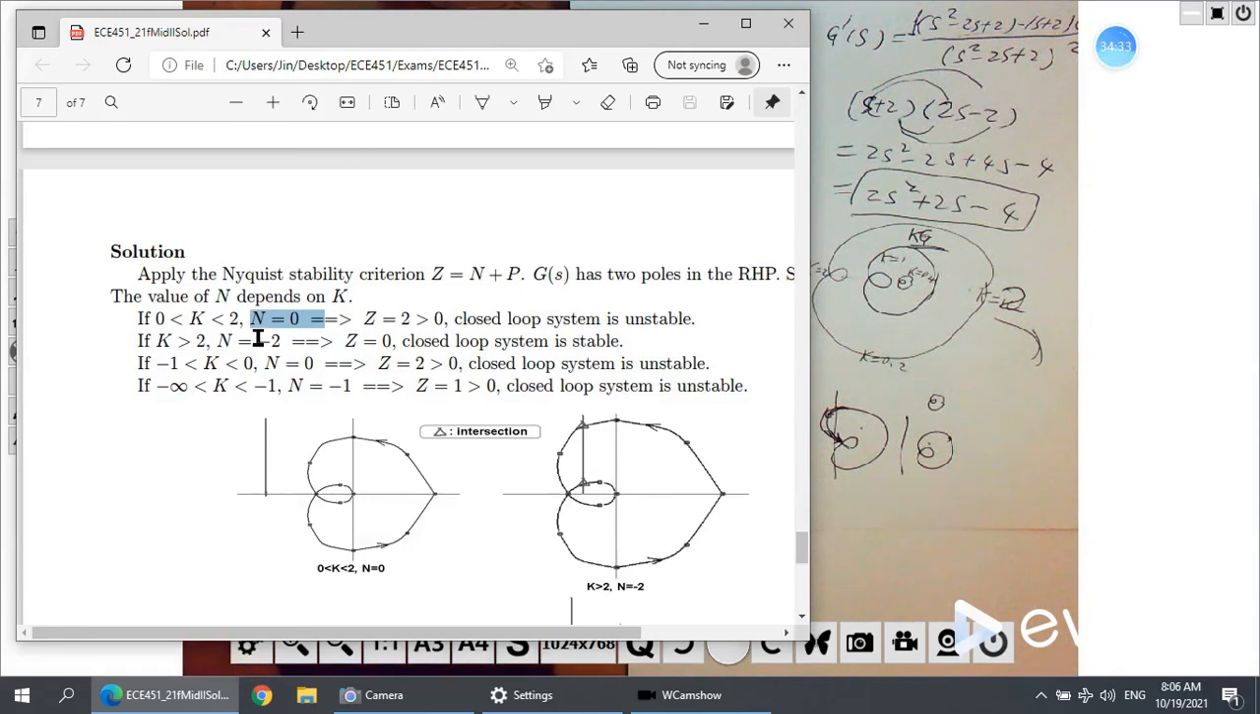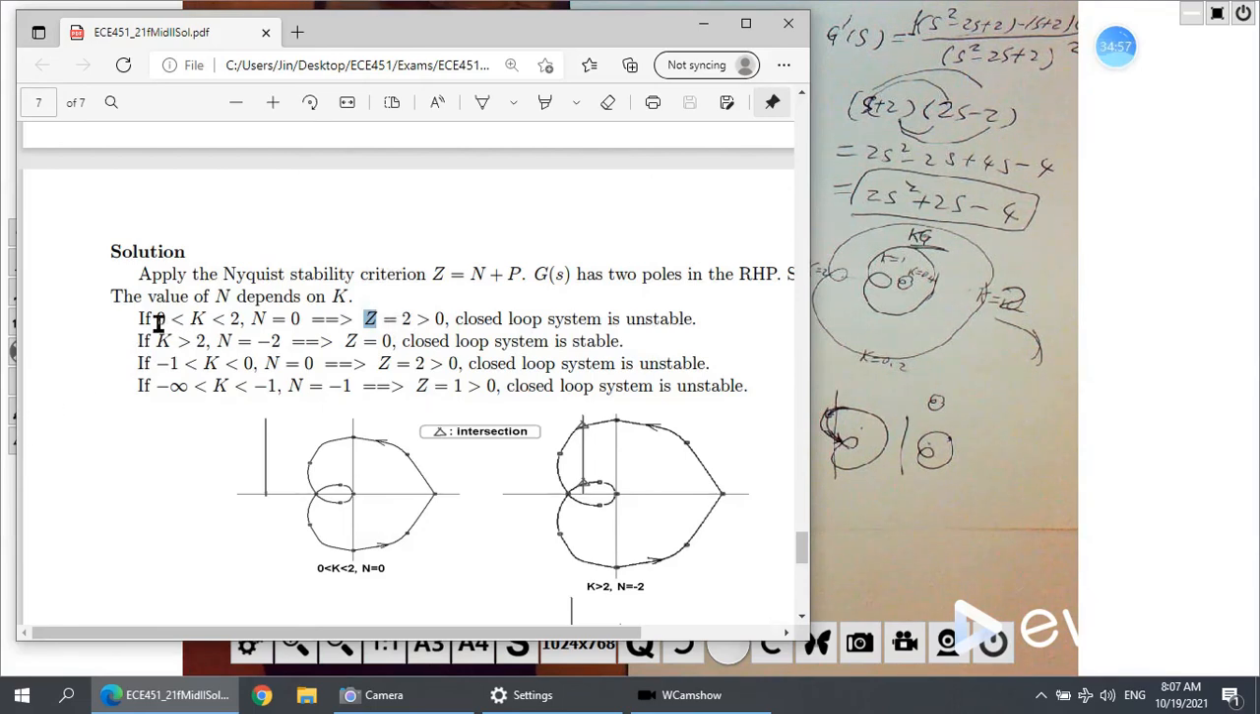So this is the case n is 0. N is 0, P is 2, you get Z is 2. Okay, it's unstable. Why is it unstable? What is Z? Z is the number of zeros of the closed loop system in the right half plane. Now you have 2, so it's unstable.